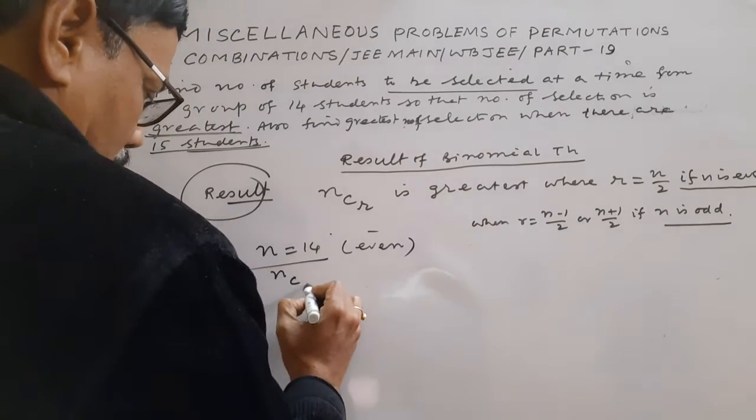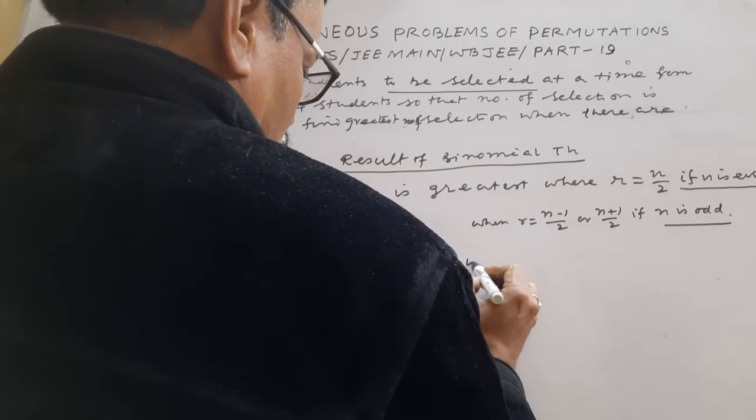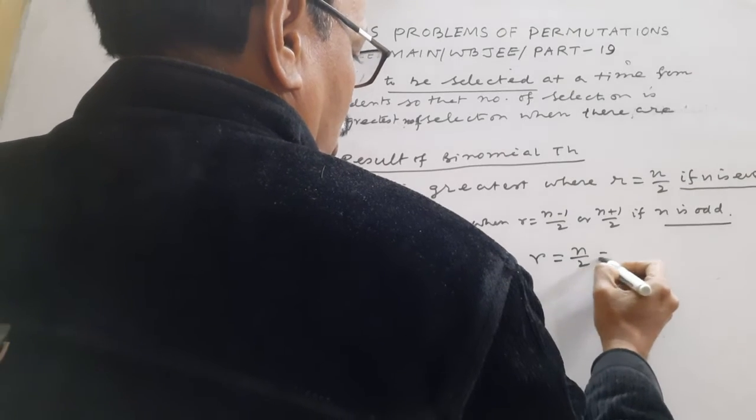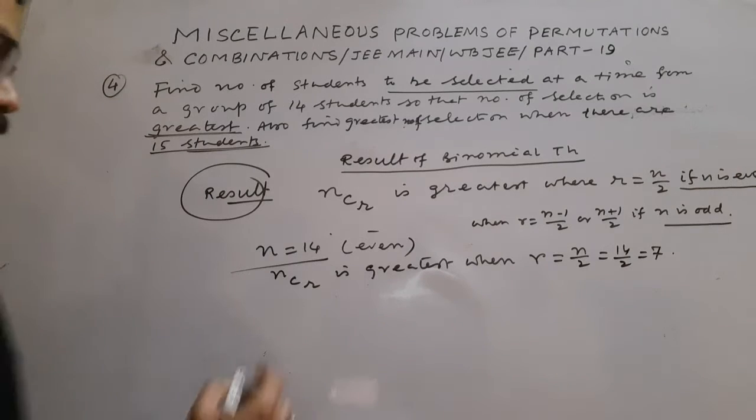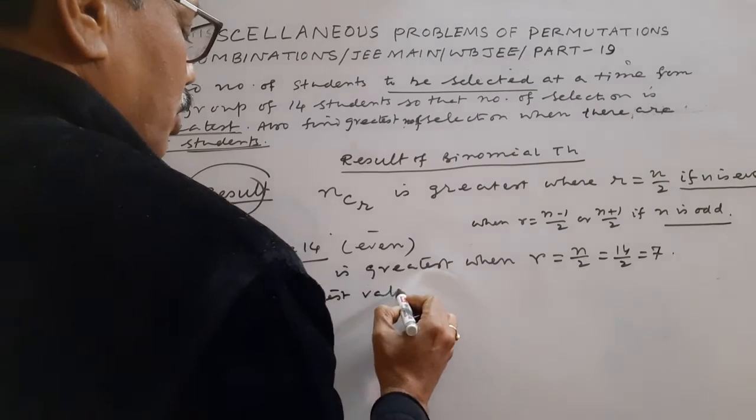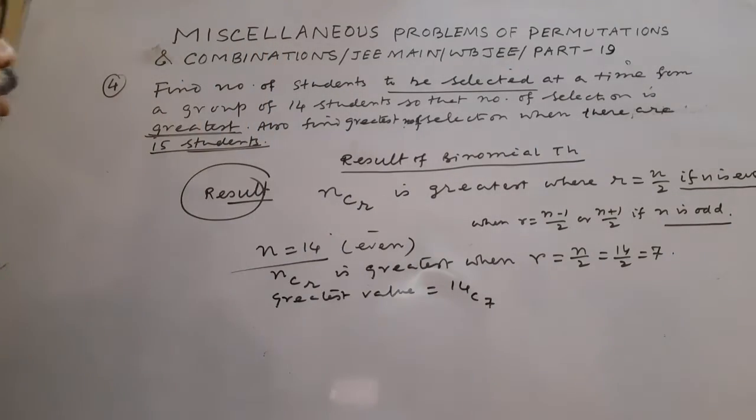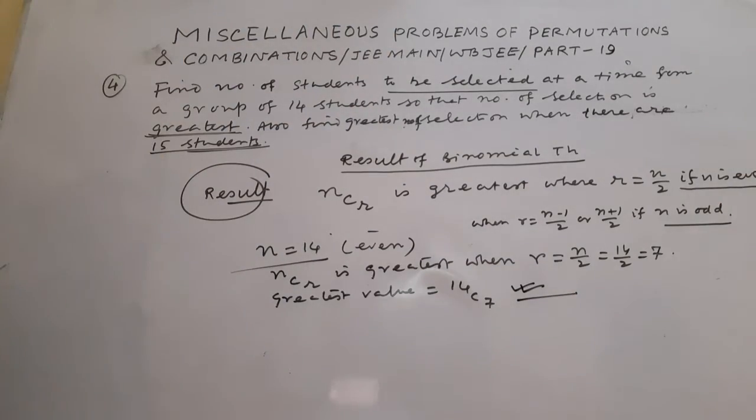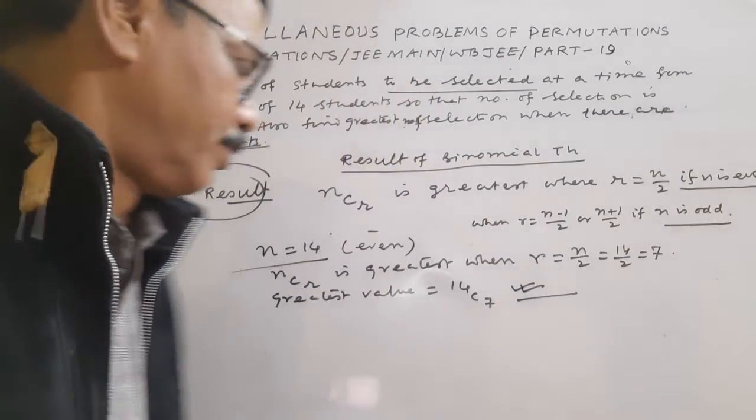So NCR is greatest when r equals n by 2. So 14 by 2 equals 7. So what is the greatest value? Greatest value is 14C7. So 14C7 is the answer for the first case. So you need only theory.